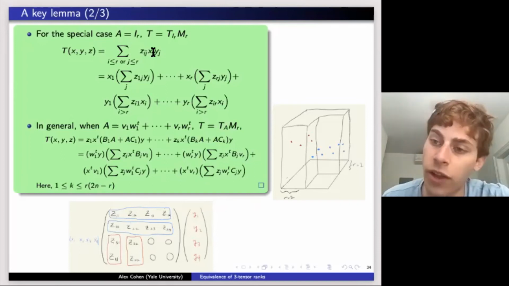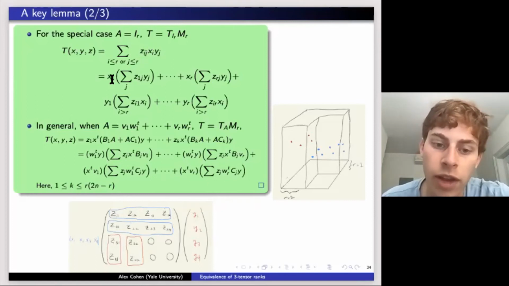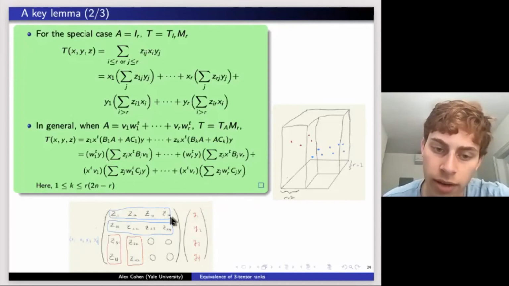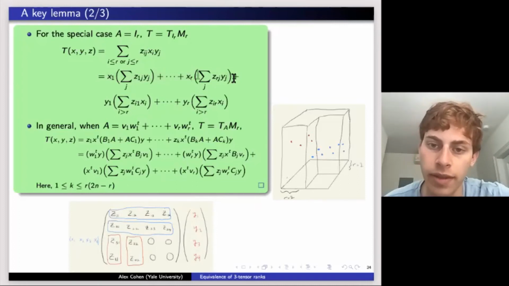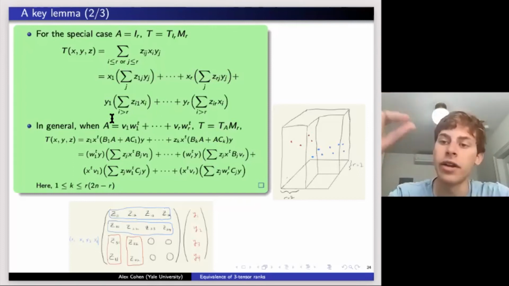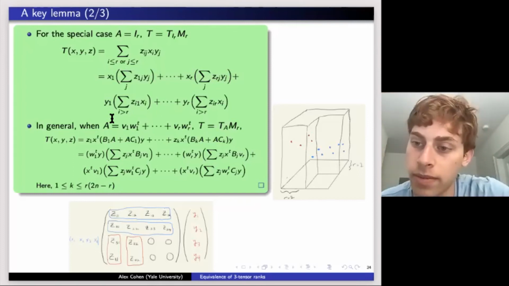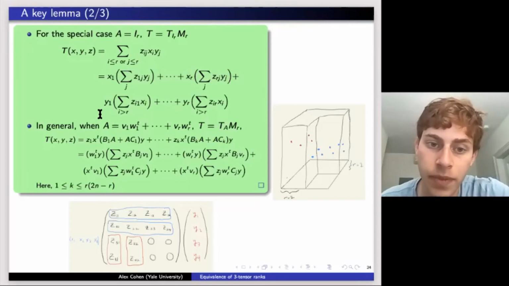Okay, now this trilinear form, this is just a polynomial, and I can decompose it in this way. So it's going to be x1 times the sum of Zij Yj. That's x1 times the first row times the first column, plus x2 times the second row times the y. And so in general, these first r rows of the x_i times something will cover the first r rows of the matrix in this subspace.